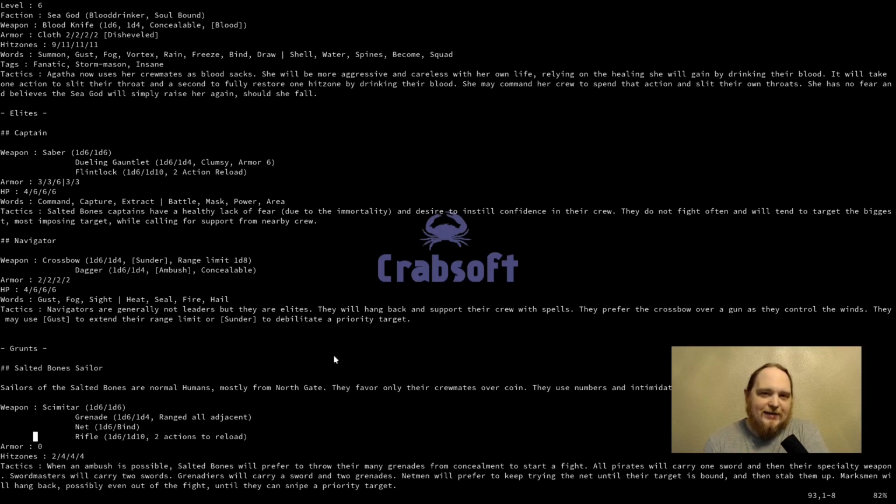Having a defined tactic for different kinds of units and for different factions to have defined squads allows your players to learn how to fight them effectively. And they can adapt over time. It doesn't have to be super static. But knowing that the captain will mostly go for the most imposing target will let your players actually play and mess with that like it's a mechanic.